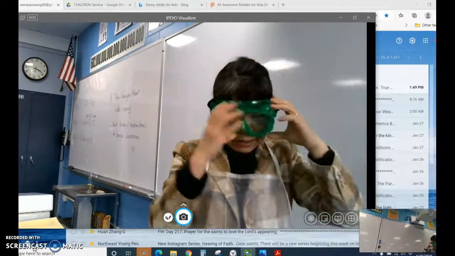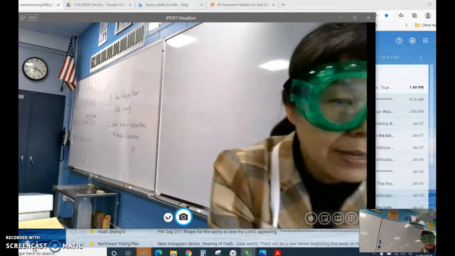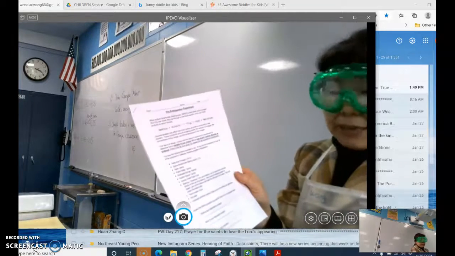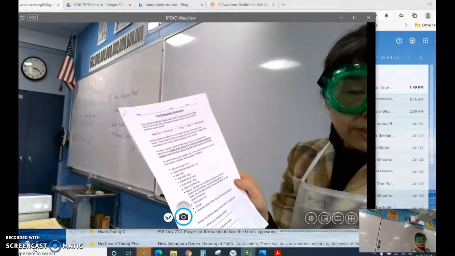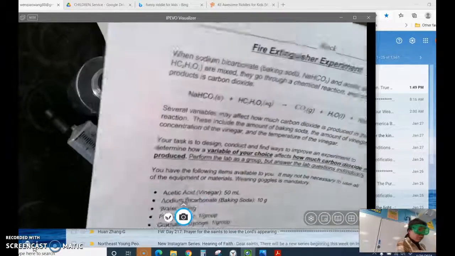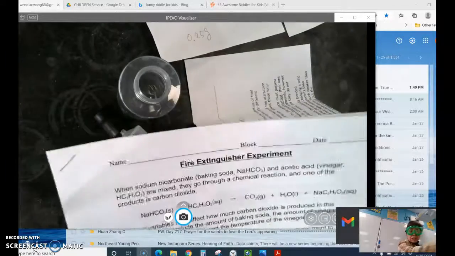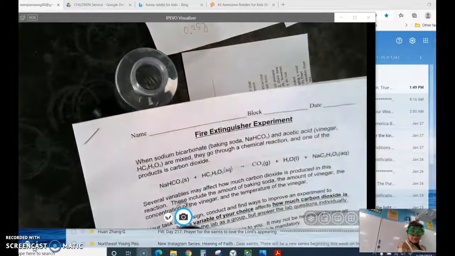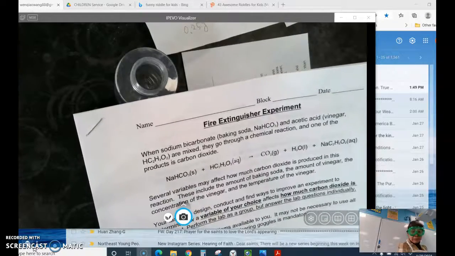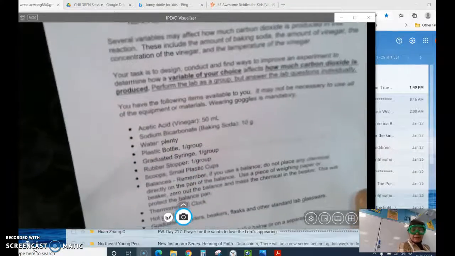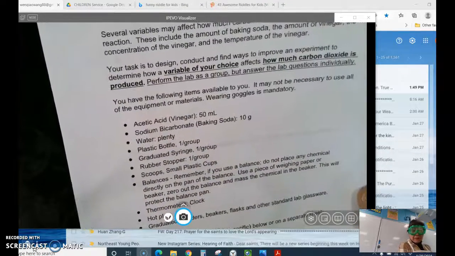And then the experiment, what you need to do is, here is the handout. You should see this one in your Google Classroom. Let's look at this one carefully. It could be called the fire extinguisher lab, or simply said, the carbon dioxide production lab. Okay, you need to read through. If you haven't, just stop this video and then read through.